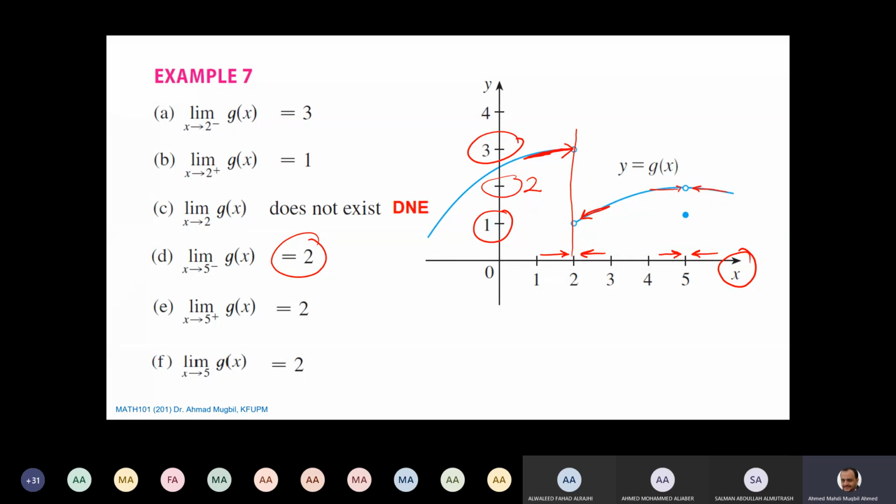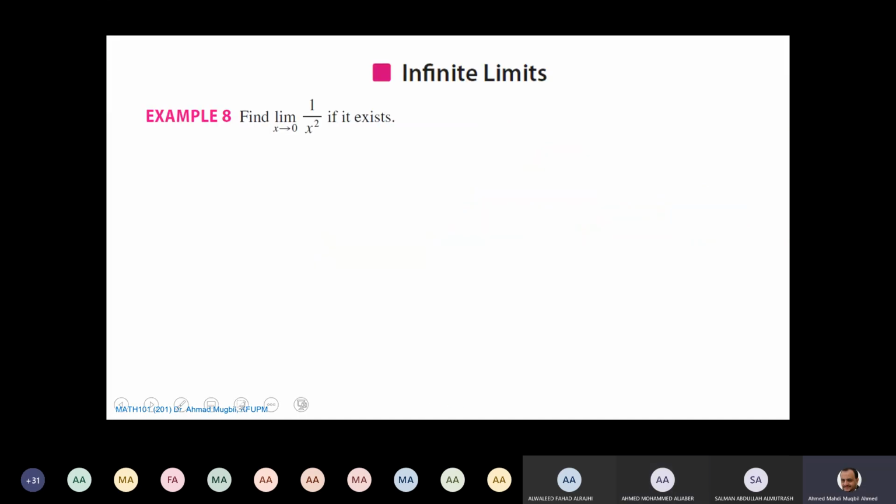Notice, ya shabab, what is the value of the function at 5? What is g at 5? It is 1. Look, this is g at 5, which is 1. Oh, I think I have written that here. It is not 2, it is in fact 1. This function is not continuous at 5.